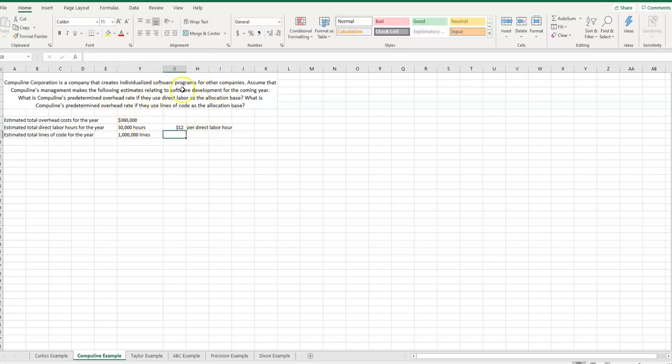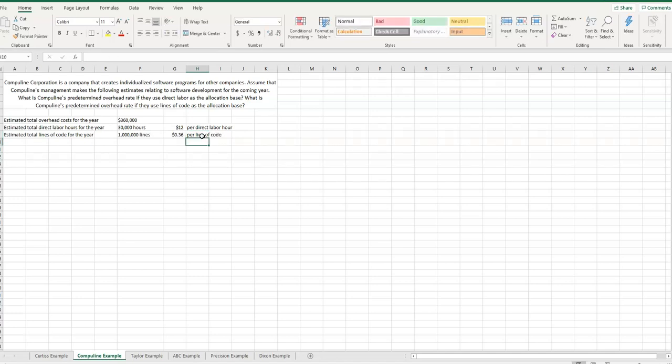The second option we have is by lines of code. So if we're going to use the lines of code as the allocation base, we would take our total estimated cost of $360,000 and divide that by 1 million lines of code. That gives us a rate of 36 cents per line of code.